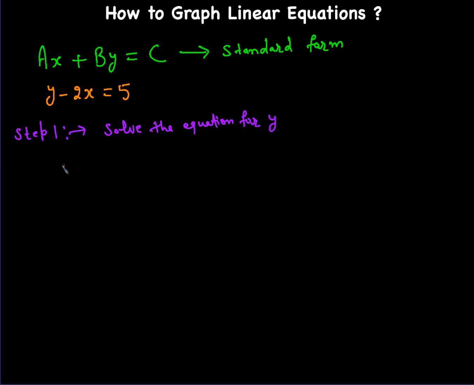So we've got y minus 2x is equal to 5. Solving the equation for y means we need to find the value of y, so we want to get rid of this 2x. What we're gonna do is add 2x on both sides. This 2x will cancel out this 2x and we're left with y is equal to 2x plus 5.